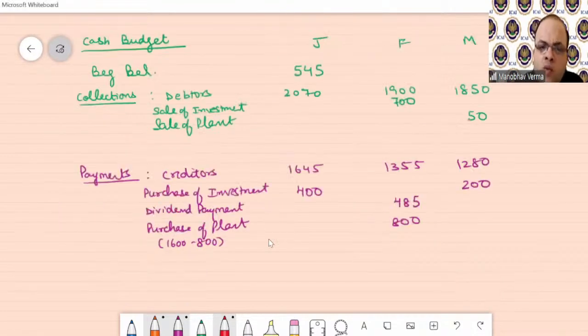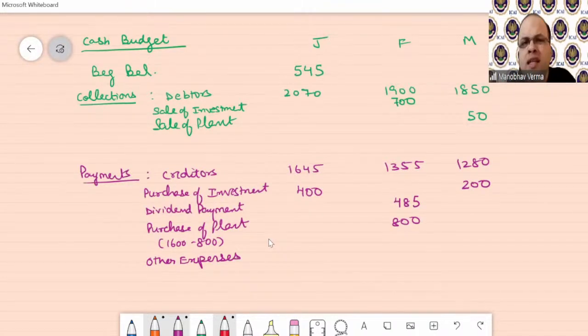In the payments, what do we mention for payments? Other expenses. Should we pick the direct expense here, because in absence of any information, or should we need to do some adjustment?